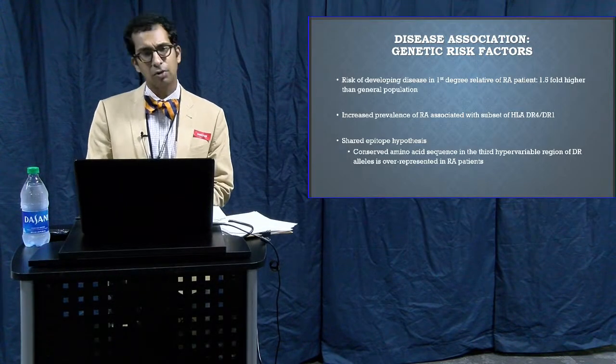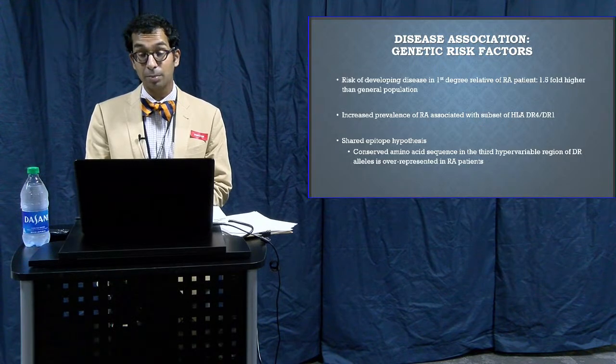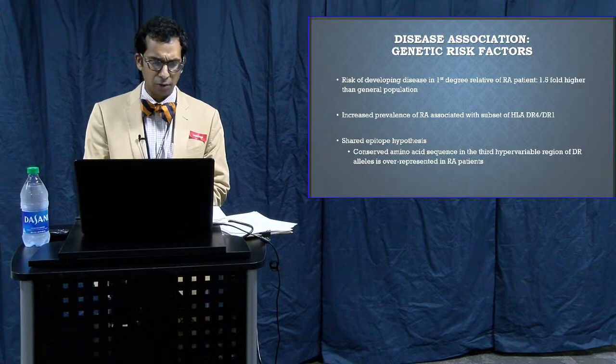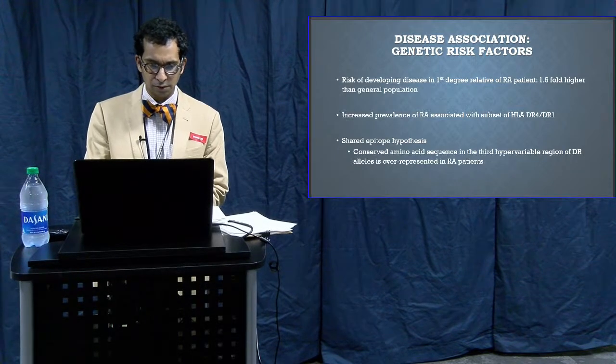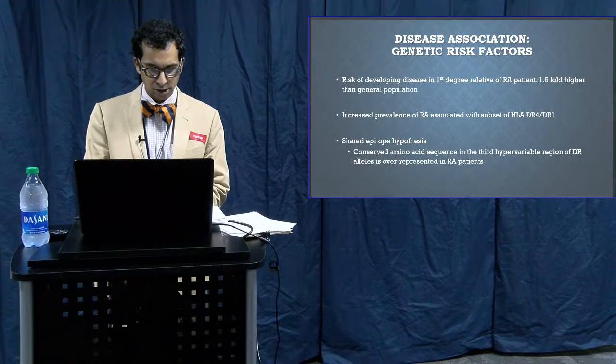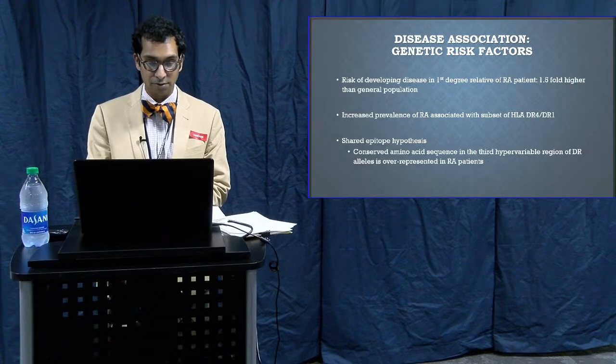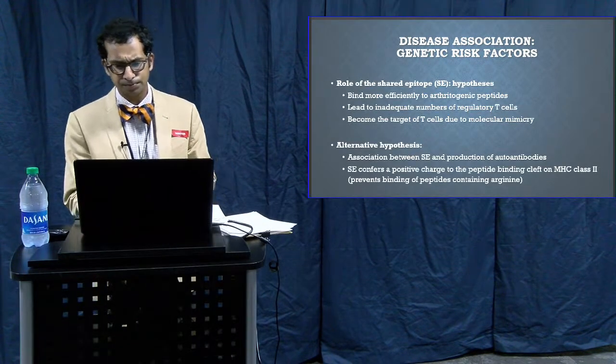So several HLA typing studies have shown that a conserved amino acid sequence is overrepresented among some RA patients, and that sequence maps to the third hypervariable region of certain DR alleles and beta chains. And the presence of this shared epitope is associated with both increased susceptibility to and severity of rheumatoid arthritis.